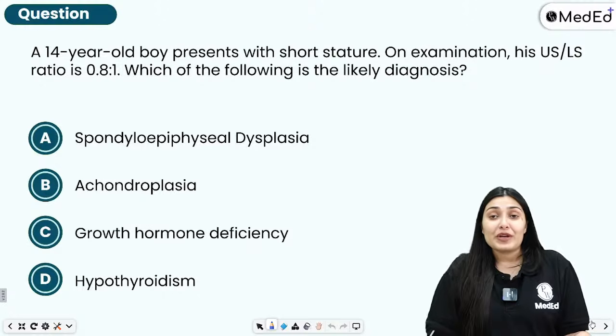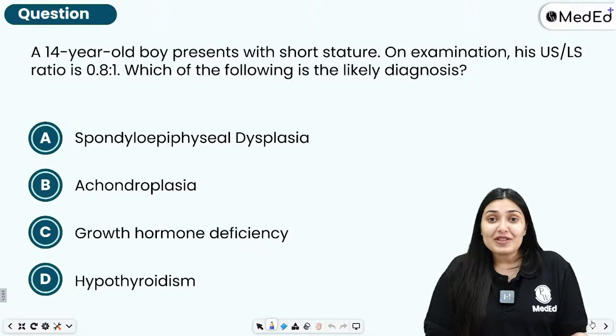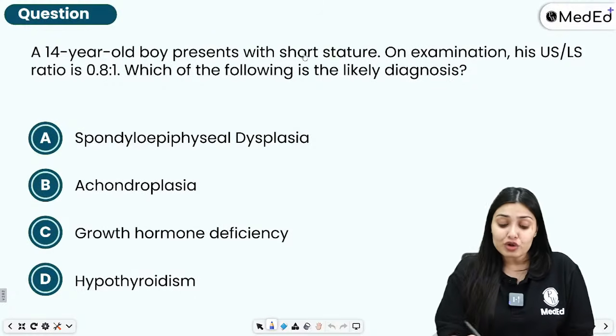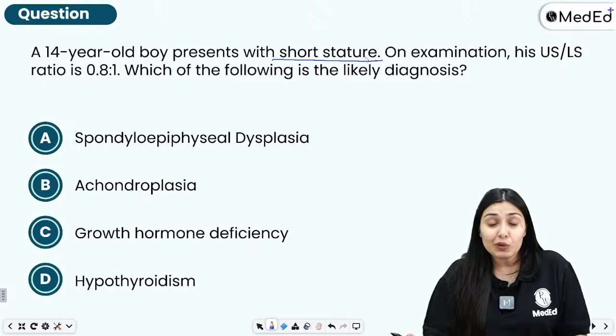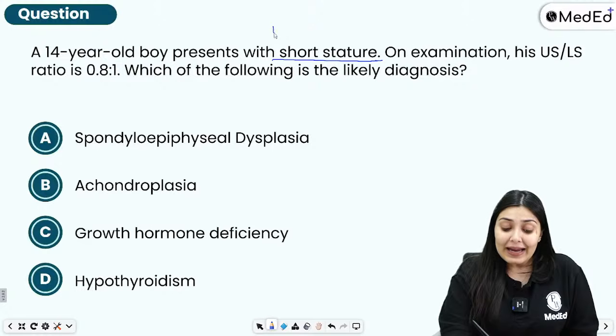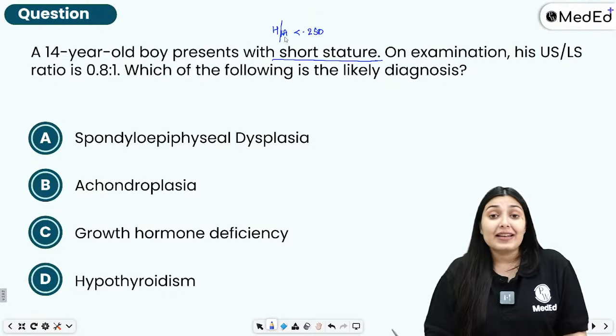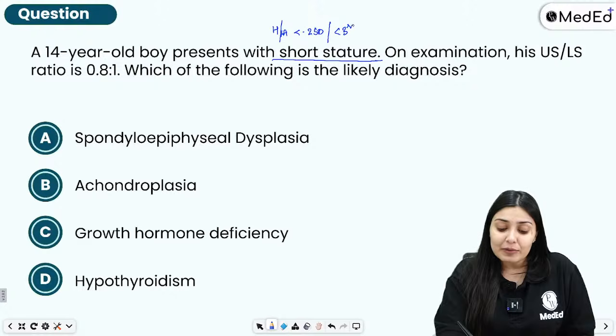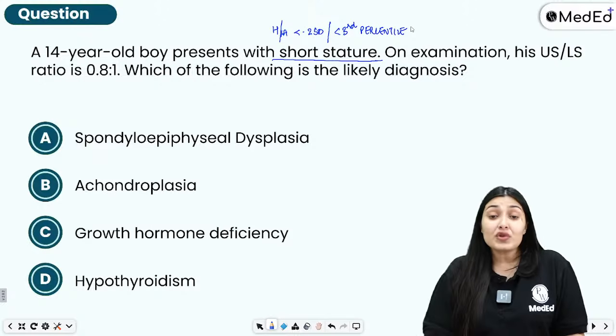Moving to the next question. Short stature assessment only. So we have a 14-year-old boy who presents with short stature. So they have already given you that this guy has short stature. That means the height for age of this child is less than -2 standard deviation. This is the definition of short stature, or we can say less than third percentile. So this is short stature.